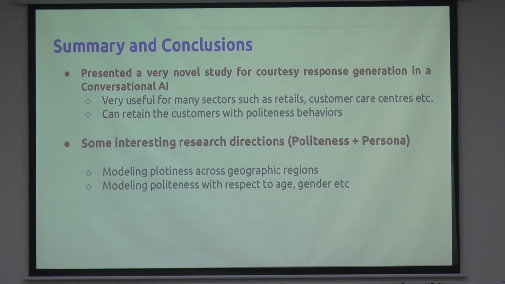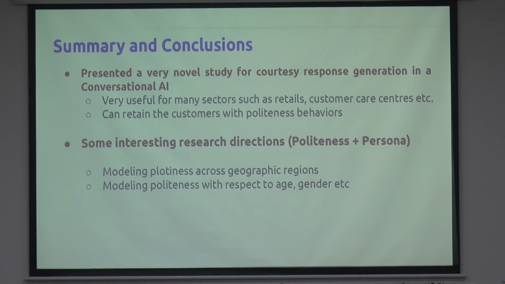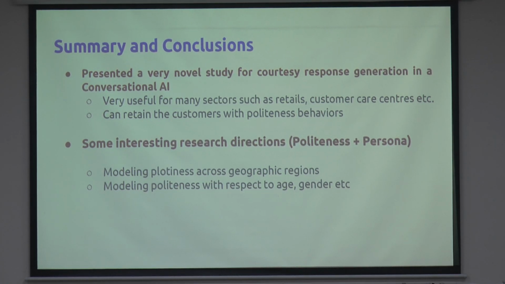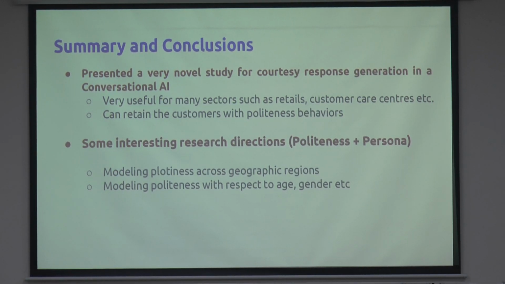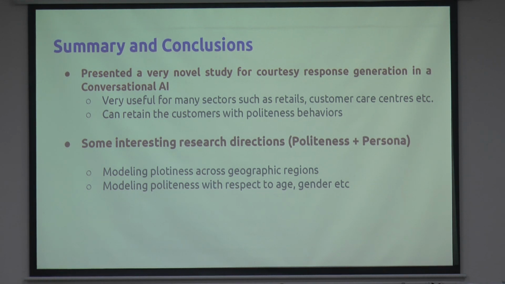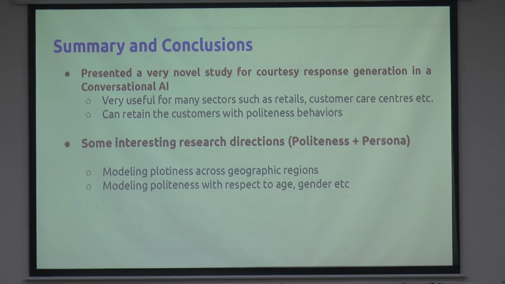To conclude, this was the very first work that we started on politeness. We incorporated politeness in the conversational system, and there are many interesting research directions in how politeness and personalization can be combined. For example, politeness varies across regions. Something that is polite in the US may not be polite in Japan, so depending upon the geographical location, politeness varies. Politeness also varies across gender. When I talk to a male, I talk in one way; when I talk to a female, I talk in a different way.